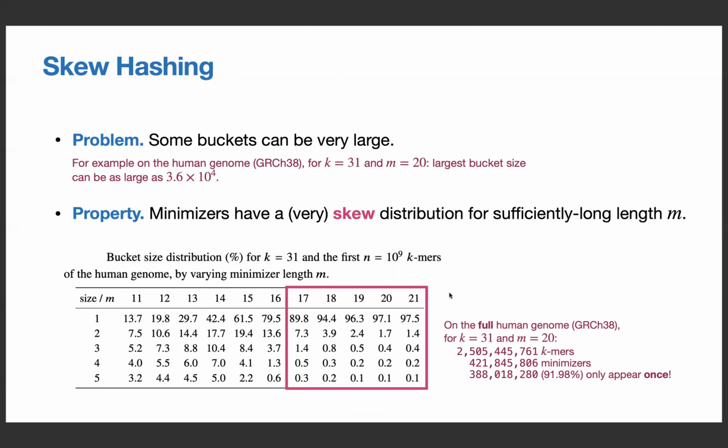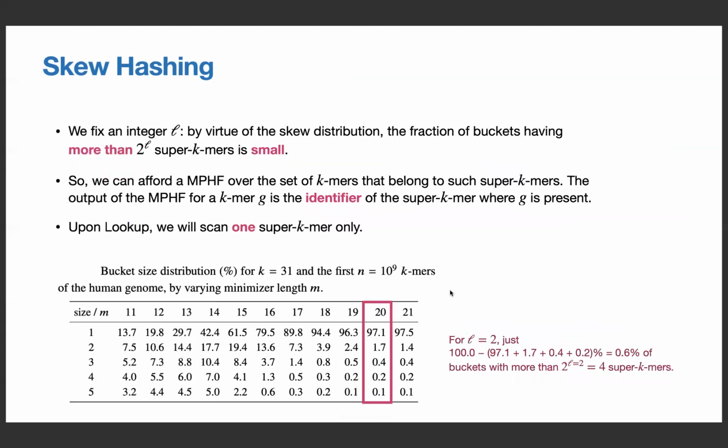So this is the distribution of bucket size, namely how many super K-Mers we have per bucket. And so you see that there exists a value of m, of minimizer length, from which the distribution is always very skewed. So namely more than, say, for example, 97% of buckets contain just one single super K-Mer. So of course, we want to take advantage of this empirical property. To do so, we fix an integer L, and by virtue of the skew distribution, the fraction of buckets having more than 2 to the L super K-Mers is small.